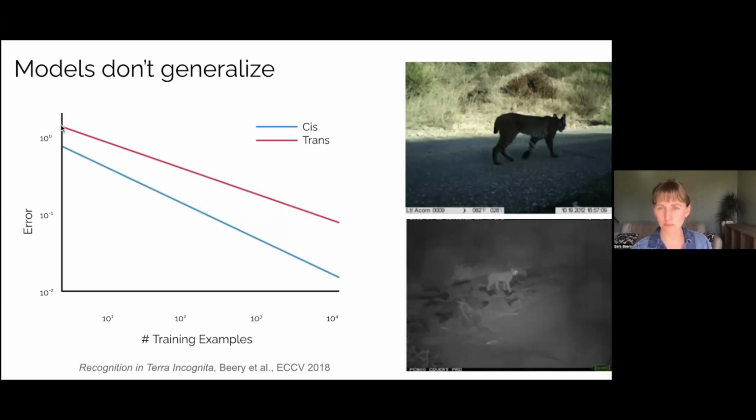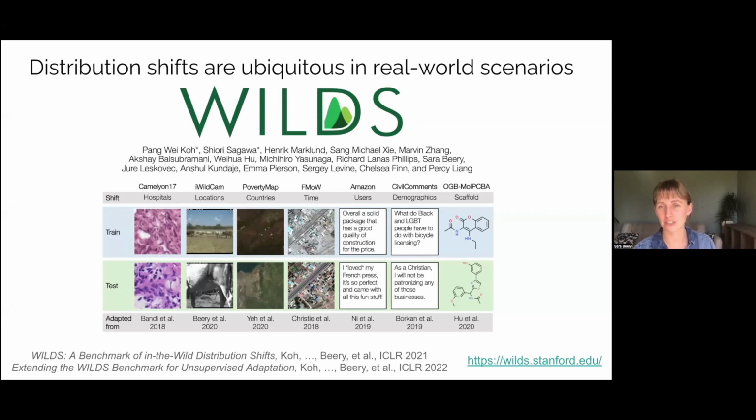And what you can see is if you plot the error versus the number of training examples, and you take a best fit line through all of the species of interest, there is a consistent jump in error when you're moving from cameras that were seen during training to cameras that were not. And what we found actually is this type of performance gap based on real world distribution shifts is actually incredibly ubiquitous in real world scenarios.